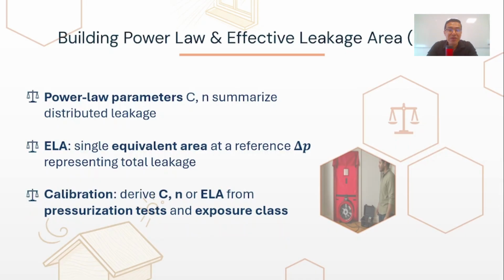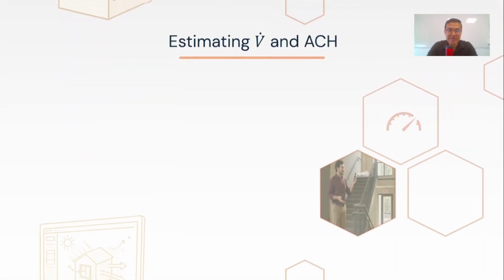We can figure out a building's C, N, or ELA by running a pressurization test, which helps us calibrate our model to the real-world performance of the building.